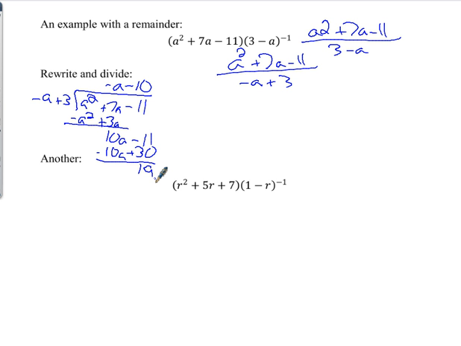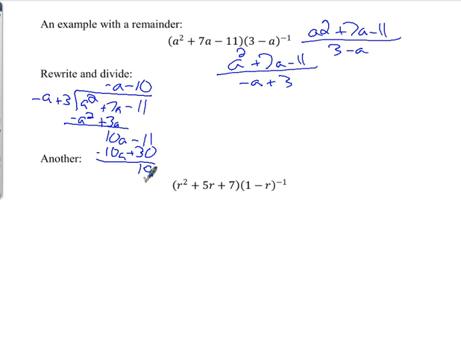What do I do with that? In 4th grade, what would you do with your remainder? R19. Yeah, you'd write the remainder right here. You'd have negative a minus 10, R19. But we're not going to do that. Instead, what we're going to do is we're going to say we have to stop here.